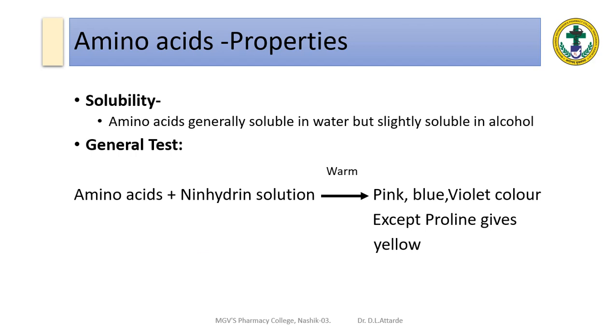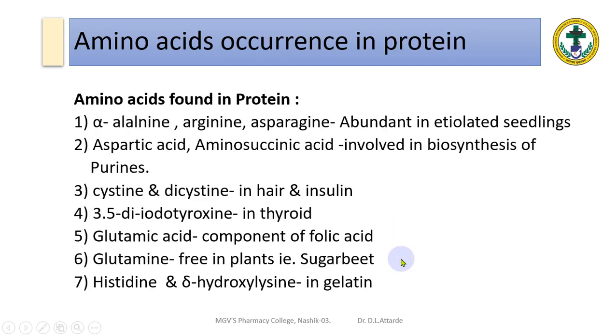Property-wise, amino acids are soluble in water but slightly soluble in alcohol. In the general test with ninhydrin solution, if warmed, it gives a pink, blue or violet color, except proline, which gives a yellow color. Now, occurrence in protein.